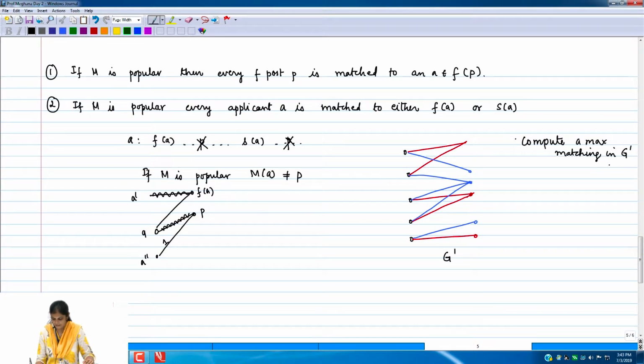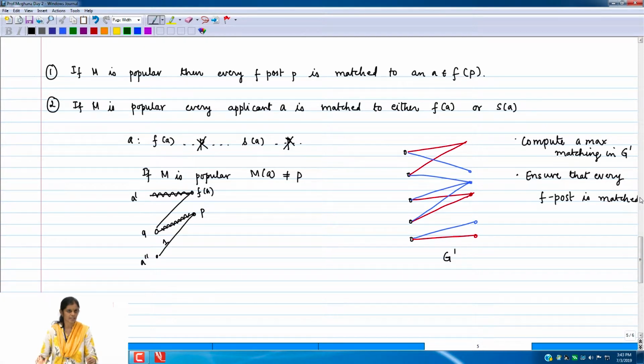We compute a maximum matching in G prime and then ensure that every F post is matched. This is not difficult because you just examine every F post. If it is matched, do not do anything with it. If it is not matched, take an arbitrary applicant in its F of P and match it to that by removing its matched partner. So you can keep doing this and ensure that every F post is matched.